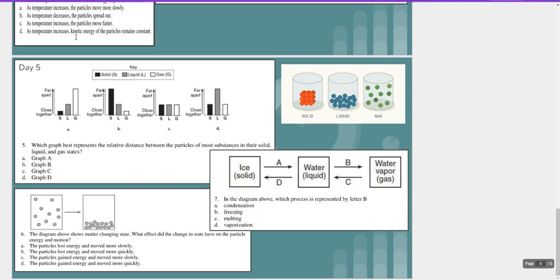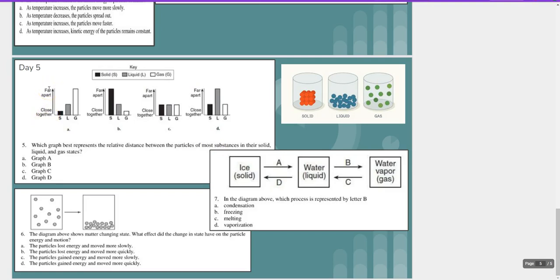By now, you should have done this before we start playing the video, because the video is primarily for the lesson. But number 5 says, which graph represents the relative distance between particles of most substances in their solid, liquid, and gaseous states? So we're talking about the distance between particles. Two of these states of matter, the particles are always touching. And in one of these states of matter, the particles are never touching unless they collide, so they're the furthest apart. So if you look at your y-axis, at the bottom is close together and at the top is further apart.